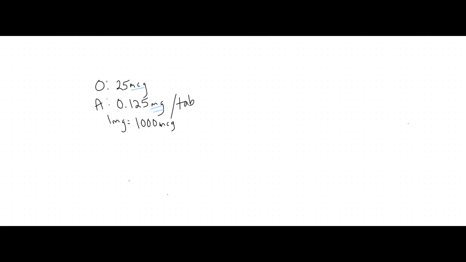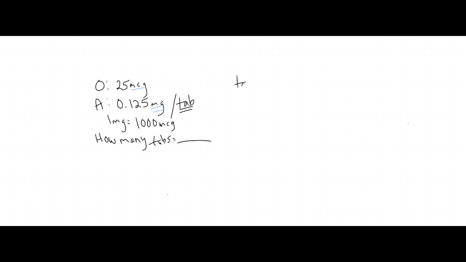Okay, so what am I looking for? What's my available in? Milligrams per tab. What form is it in? Tabs. So how many tabs? Because it's coming in tabs, that means we're going to be looking for tabs. So since I'm looking for tabs, I'm going to start with tabs.